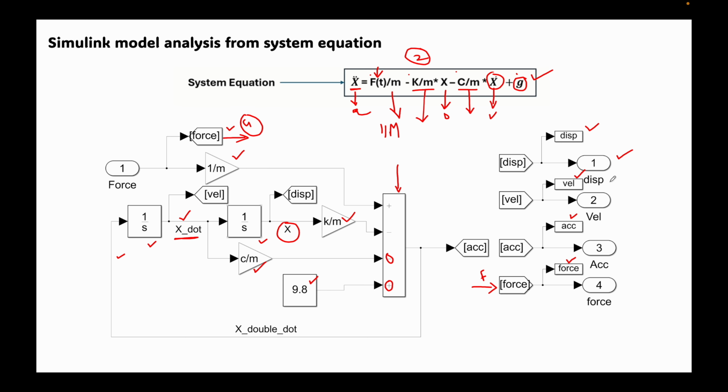Now the question comes why we have given these particular names. The names are given because these names will be visible outside the subsystem. If we give proper names, then it will make sense, like the subsystem receives force and gives displacement, velocity, and acceleration as the output. That is why we have designed it in that way. So this is the overall analysis of the model that we have created.